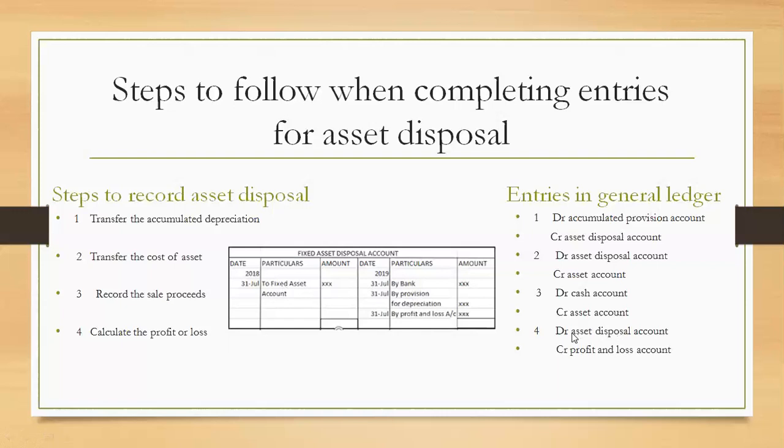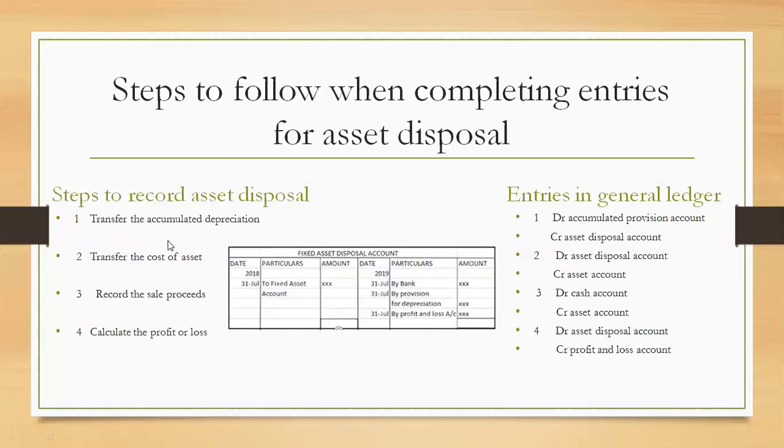Suppose there is a profit, the entry will be debit asset disposal account and credit profit and loss account. On the contrary, if there is a loss, as it is shown in the format, the entry will be opposite to that. Then debit profit and loss account and credit asset disposal account will be done.